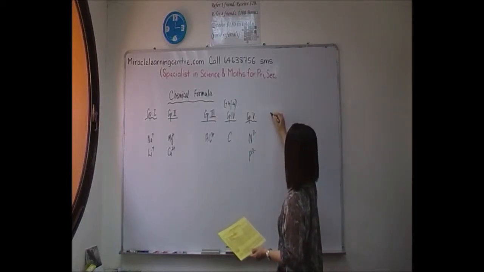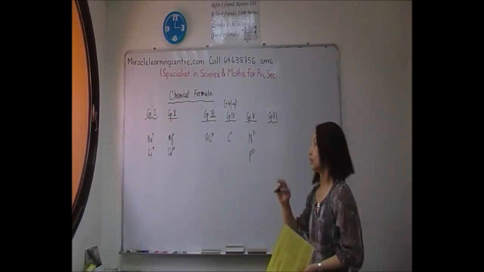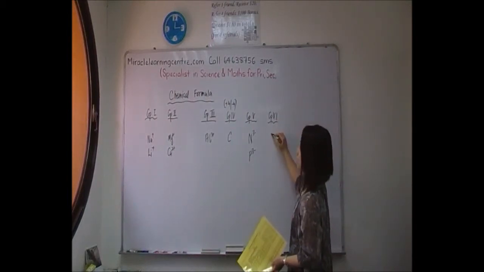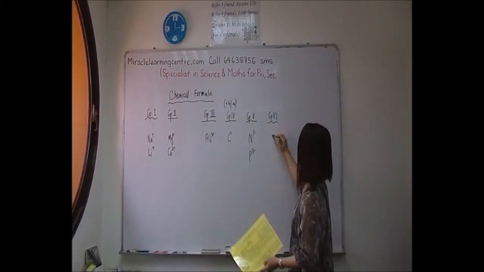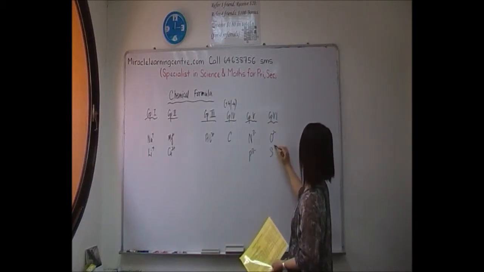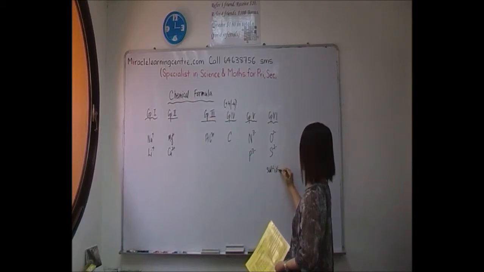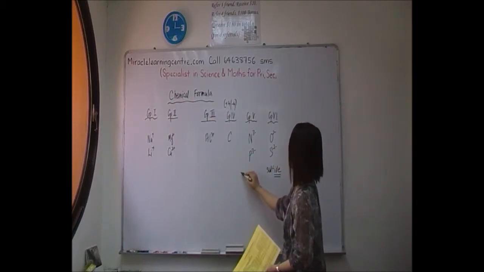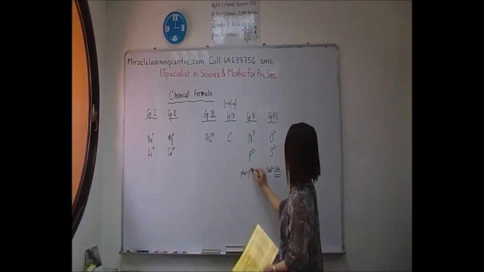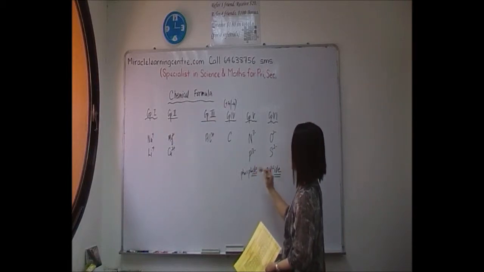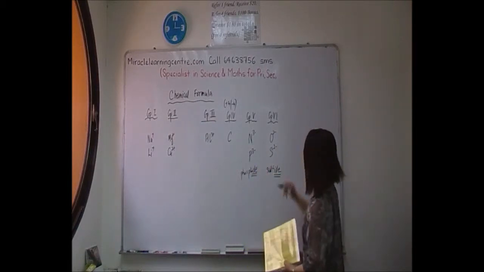And group 6, they're short of 2 electrons, so they will gain 2 electrons. That will be O2 minus and S2 minus. This is sulfide, IDE. We have phosphide, IDE. IDE is just the element alone.